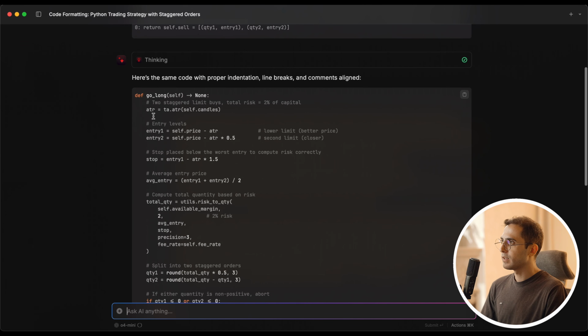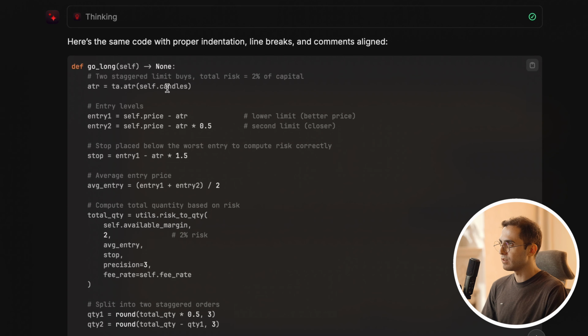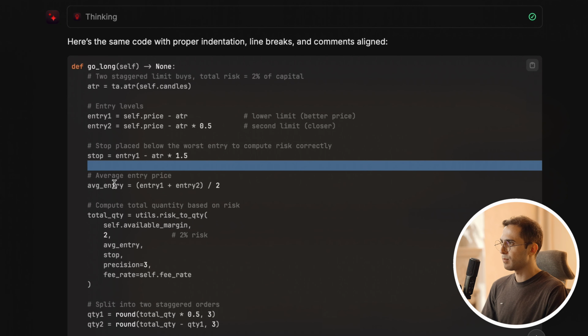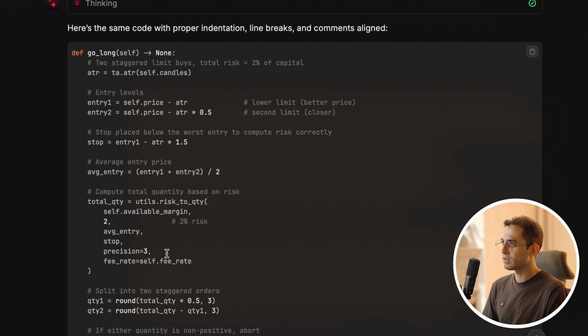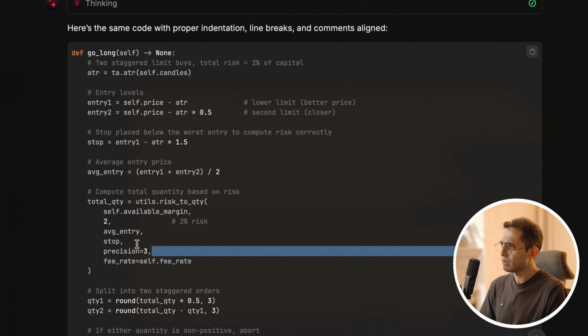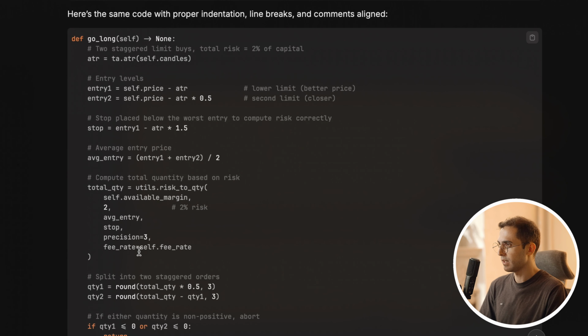Okay, so it's defining the current ATR. It defined 1 entry and 2, and it's using the ATR for setting the price, and then it defined the stop price. Okay, so this is all good. It is using the risk to quantity utility function of Jesse. So this is the correct syntax for risking 2% per each trade with Jesse. So it's even defining the precision, which usually the other models didn't. They just went with the default. Now the default value is fine, but this is interesting.